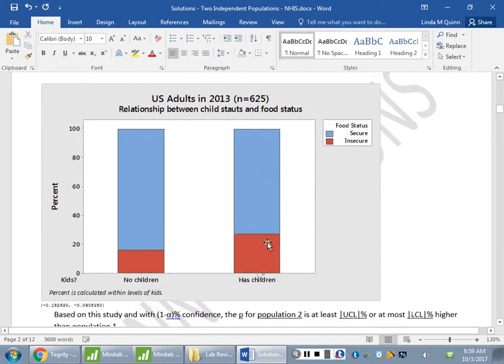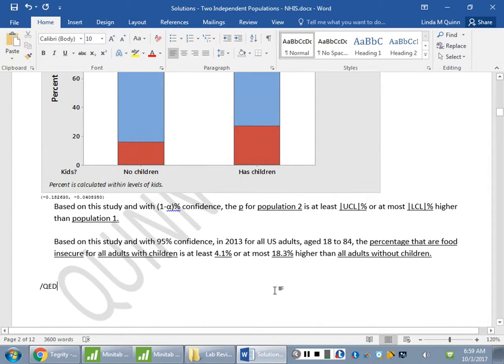Has children, more food insecure. So you want to make sure that your sentence just says the same type of thing. You want to make sure that those directional findings are in the right direction. All right? So that's question 1. Question 2.